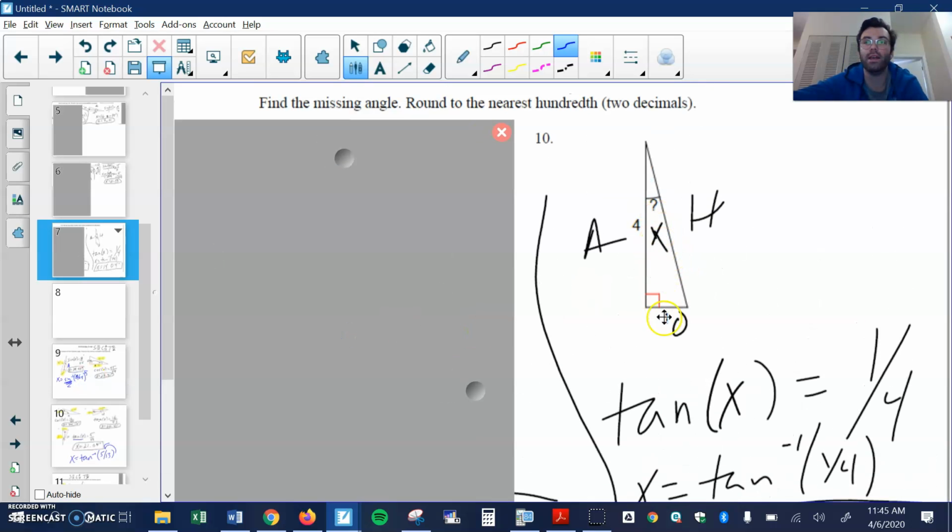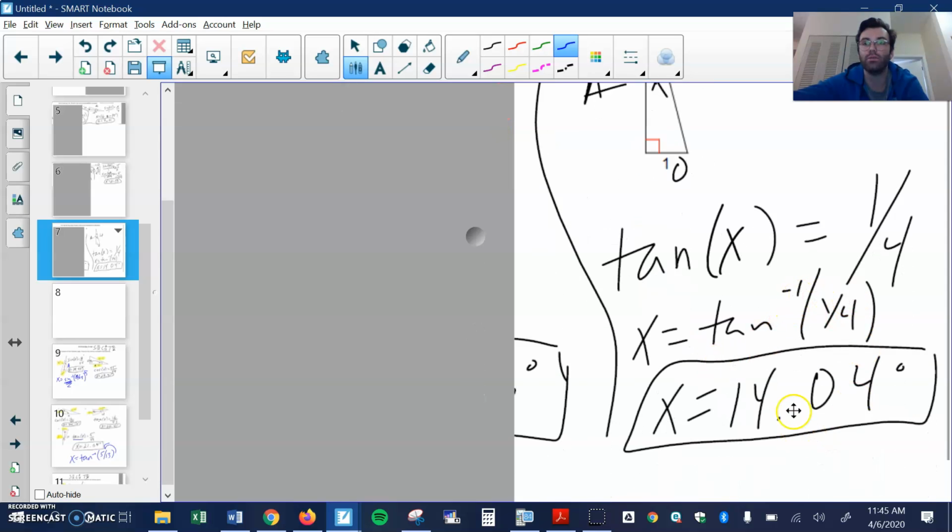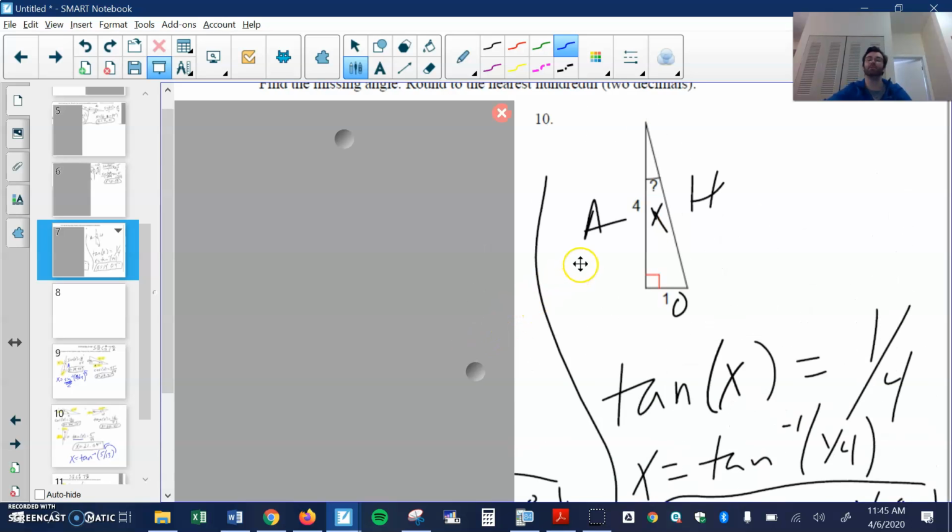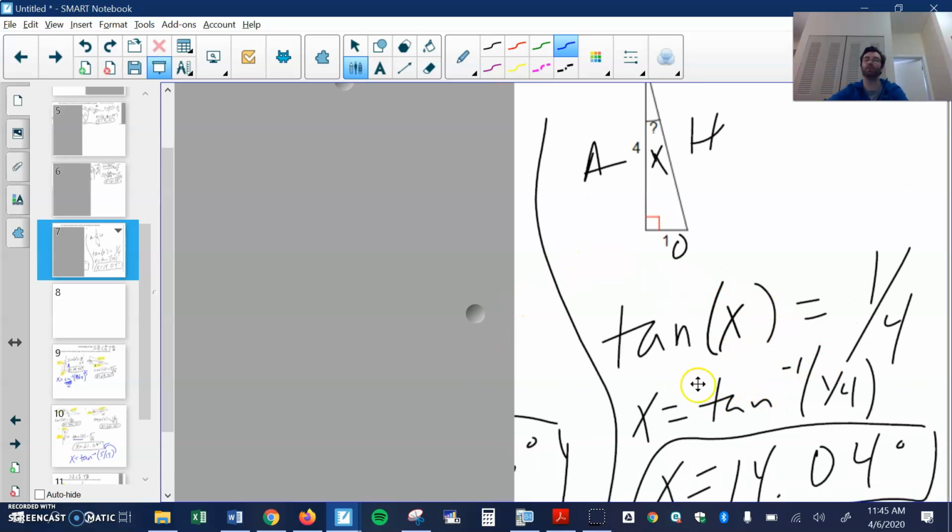Number 10, here's my angle. This is O and A, which means I'm going to use tangent. Tangent of my angle X is 1 over 4. Tan inverse of 1/4 is 14.04 degrees. Remember, whenever you're finding the missing angle, you use the inverse operation. If I'm finding a side, I just use normal sine and not the inverse.